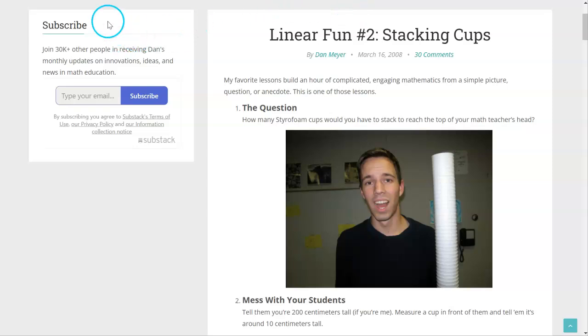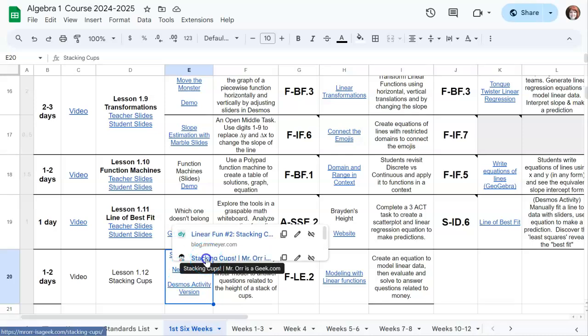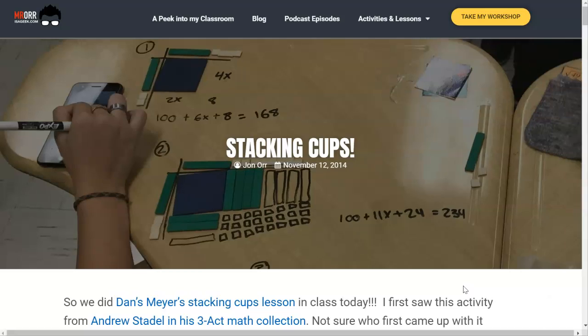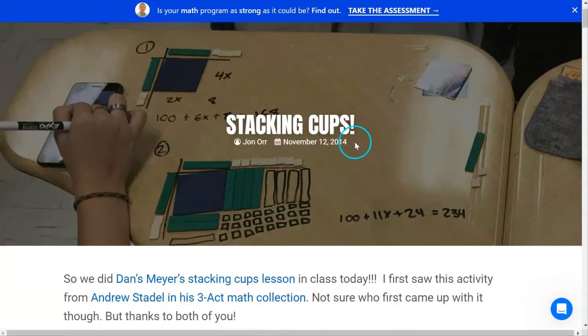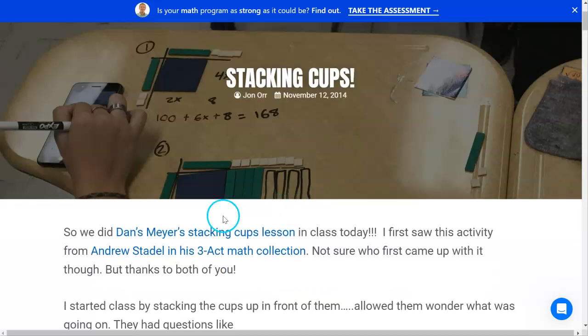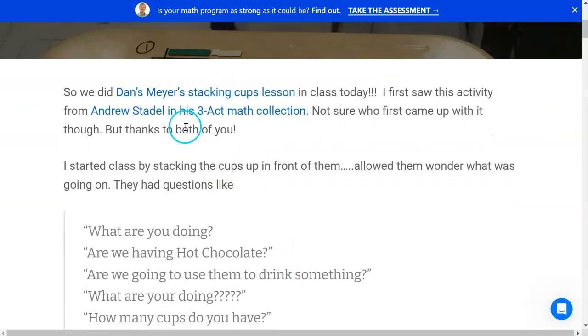All right, let's go to another version of this. The second version, I've actually linked these in here so that you can go to them, and trust me, I'm only giving you a couple of these, but there are so many out there. I thought these were good. So Mr. Orr is a geek.com is this one, Stacking Cups. This one's 2014, so it's still pretty old as well, and he links to Dan's Stacking Cups lesson.